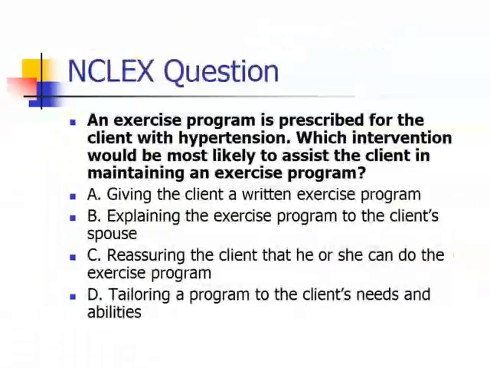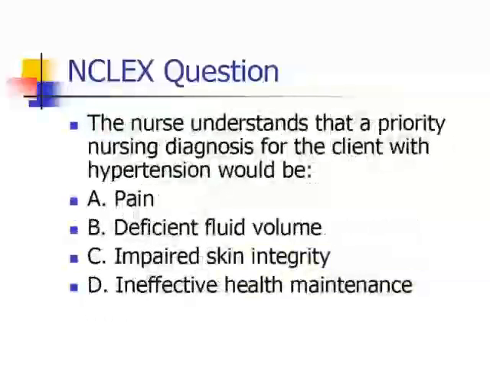Here's an NCLEX question for you. An exercise program is prescribed for a client with hypertension. Which intervention would be most likely to assist the client in maintaining an exercise program? So read through those and see which one you come up with. And the next one is: the nurse understands that a priority nursing diagnosis for the client with hypertension would be which of these following?